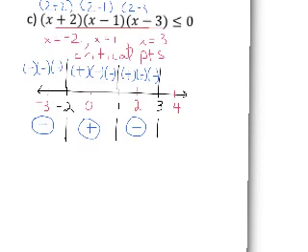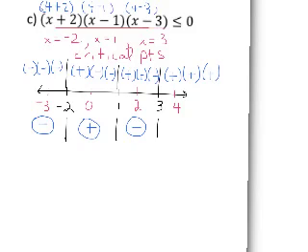Now try one more test number. So let's try 4. 4 plus 2 is a positive. 4 minus 1 is a positive. 4 minus 3 is a positive. Positive times positive is a positive. Times a positive is a positive. Notice how the signs seem to be changing back and forth. That's going to happen most of the time unless you have a double root, so you know you're on the right track when that happens.